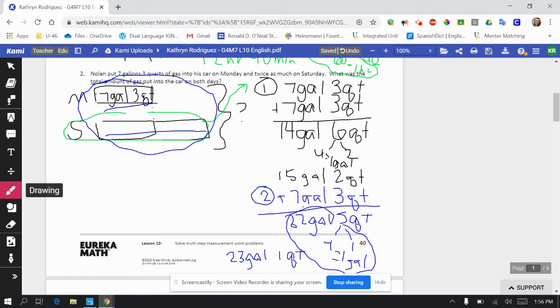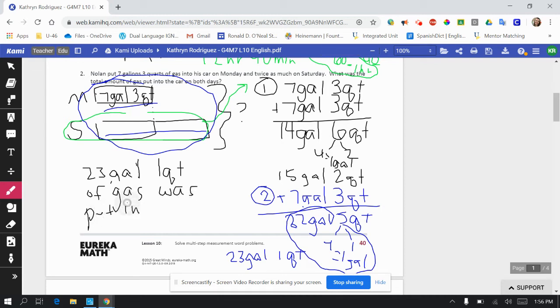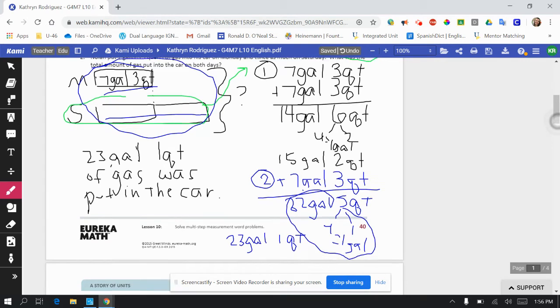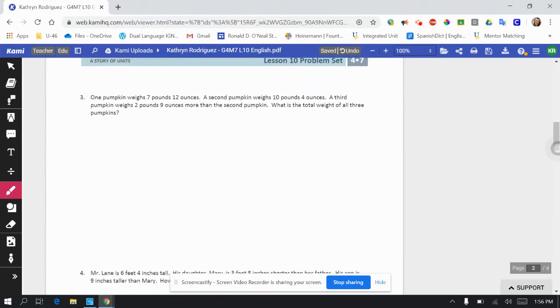All right, what was the total amount of gas put into the car on both days? 23 gallons and 1 quart of gas was put in the car. All right, so again, we saw 2 steps, a 2-step problem.